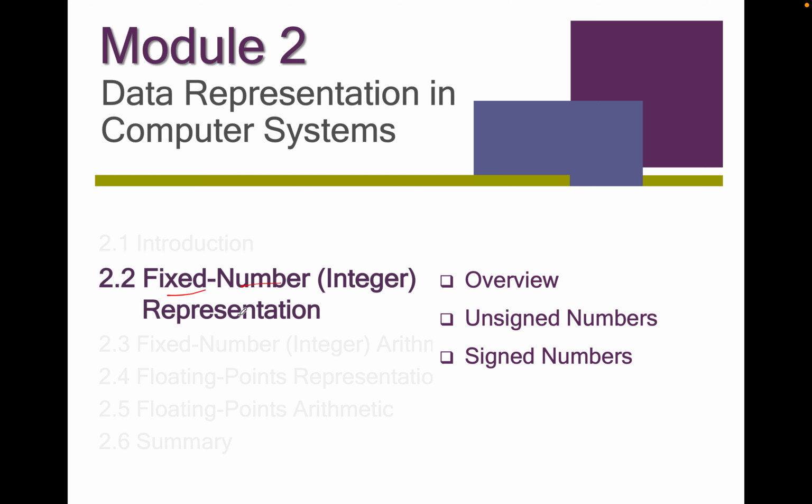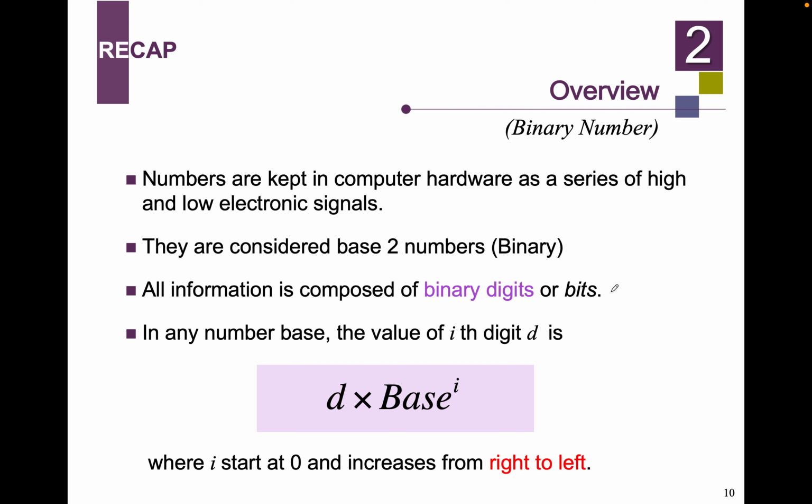In our fixed numbers, which is the integer part, we have signed and unsigned numbers. So let's take a look at the overview. For binary number, bi means 2, which is base 2. If base 2, we know that you have 2 as a base number. So the possible numbers you're going to have are 0 and 1 only for base 2, and then it's called binary.